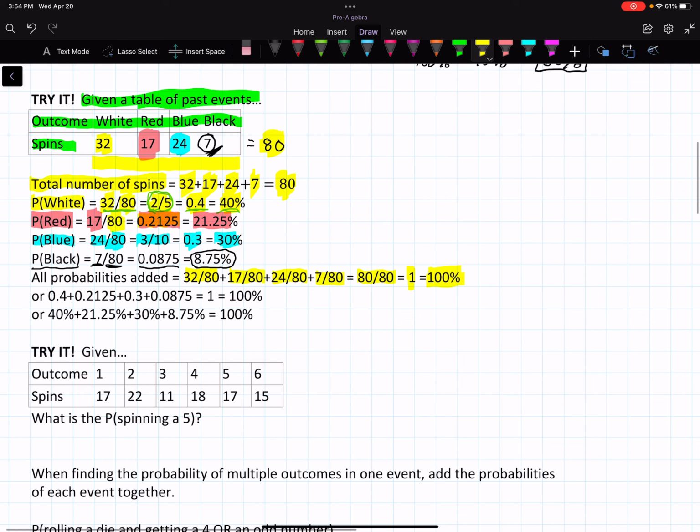And this would all work out even if I did different numbers. Let's say I use the decimals, 0.4 for white, 0.2125 for red, 0.3 for probability of blue, and 0.0875 for the probability of black. Those all add up to 1, which is also 100%, which makes sense. We should get the same answer in all 3 of these lines. And finally, let's use percents here. 40% plus 21.25% plus 30% plus 8.75% gives me 100%. And we did end up with the same answer in all 3 places.